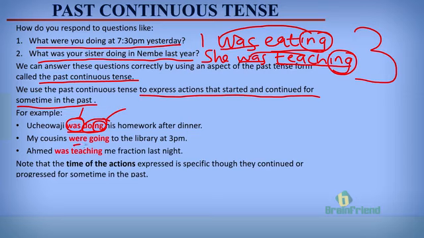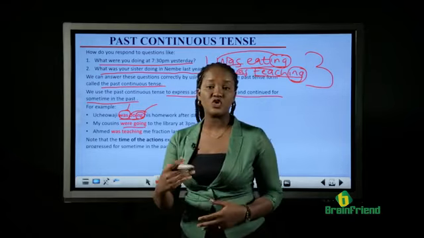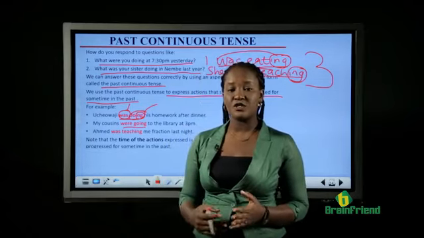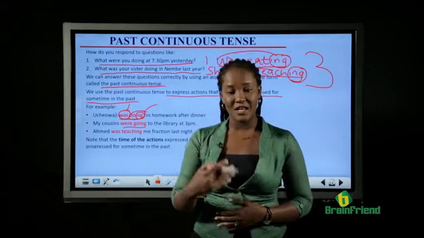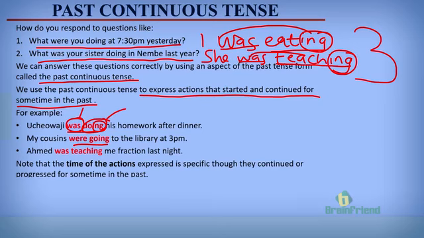My cousins were going to the library at 3 p.m. This means that the action of going to the library went on for some time in the past. They were going. Ahmed was teaching me fraction last night. It means the action of teaching went on for some time last night. And of course, we have the past tense form of the be verb were. And in this sentence, we have the past tense form of the be verb was.